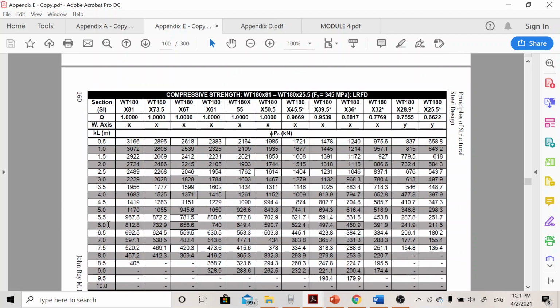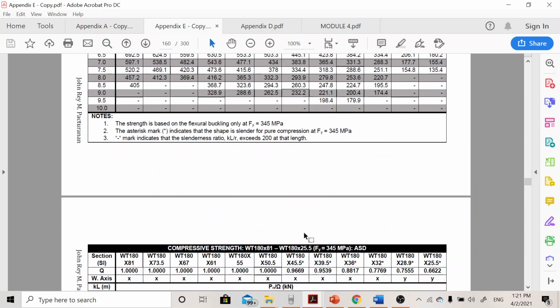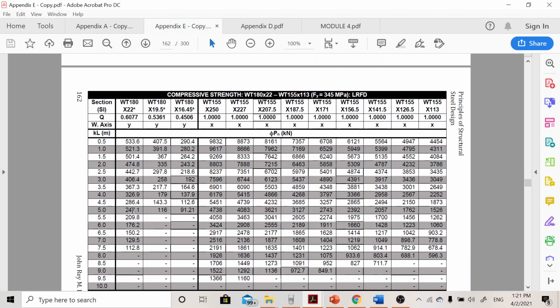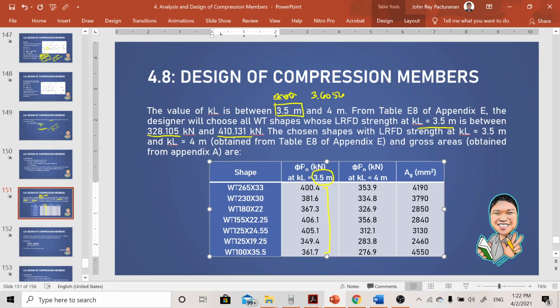ASD dito. Dito. Oops. 883, hindi pwede. 718, di rin pwede. Ang layo ng tinitingnan ko. Hindi pa. 3.5. ASD dito tayo. 367.3 is pwede siya kasi nasa gitna. So, W 180 by 22. Okay? So, ilista mo tong 367.3 and 326.9. So, ayan siya, class. Nakalista na rin siya.